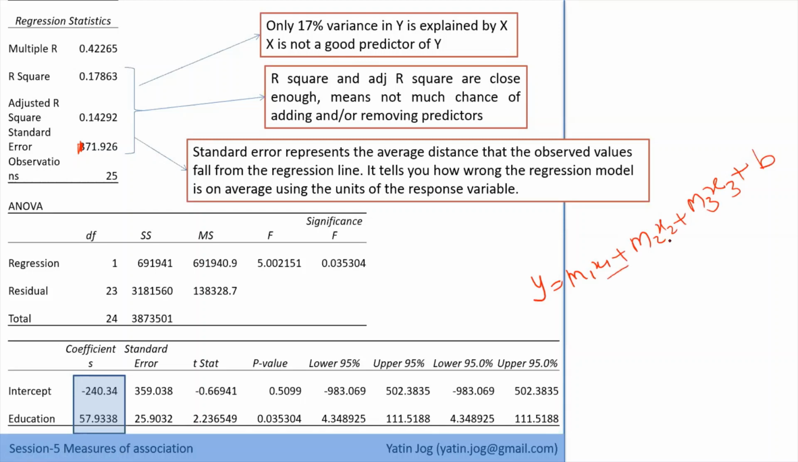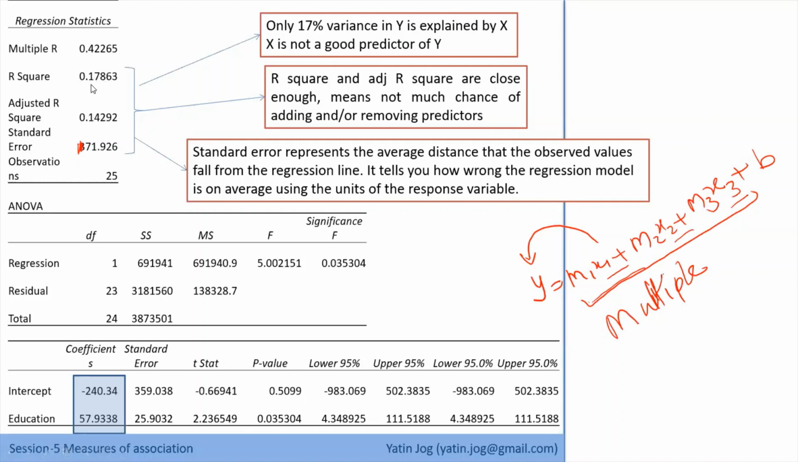If I am considering three independent variables and trying to use them to predict my dependent variable y, this becomes the case of multiple regression. In multiple regression, if I'm considering multiple independent variables, I have to look for the difference between R square and adjusted R square.